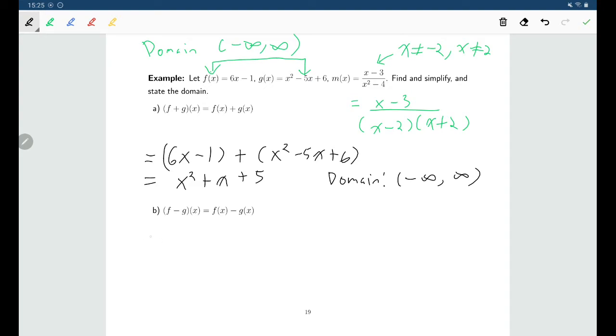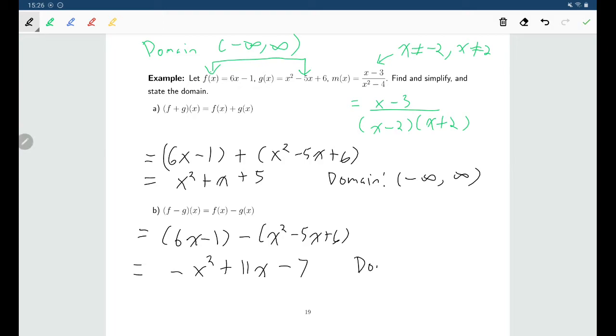For f minus g, we're taking function f, which is 6x minus 1, and we're subtracting g of x, and we're simplifying. We'll have negative x squared plus 11x minus 7. And again, this was made out of function f and function g, and those both have the domain of all real numbers, so f minus g, its domain should also be all real numbers.